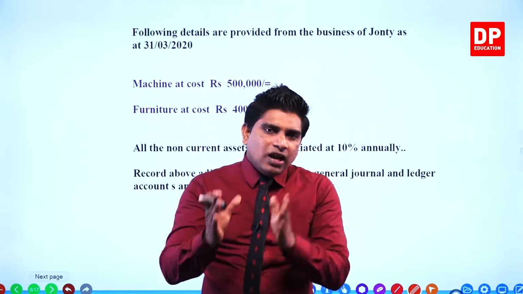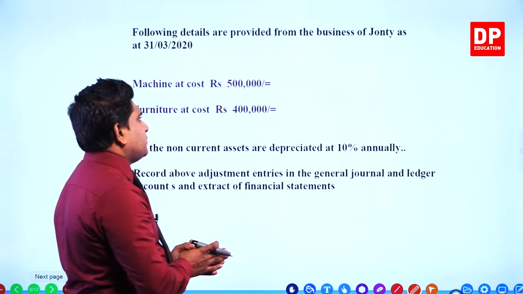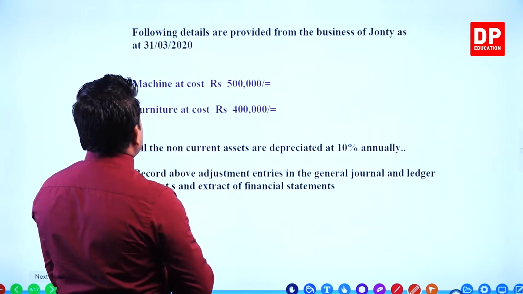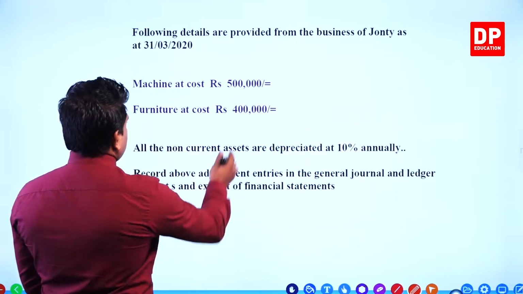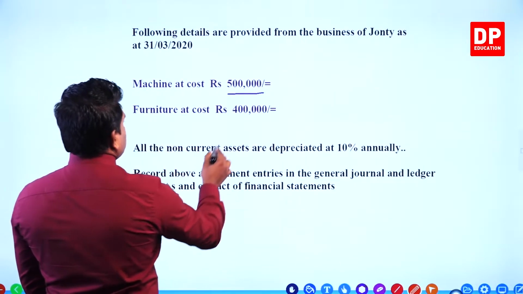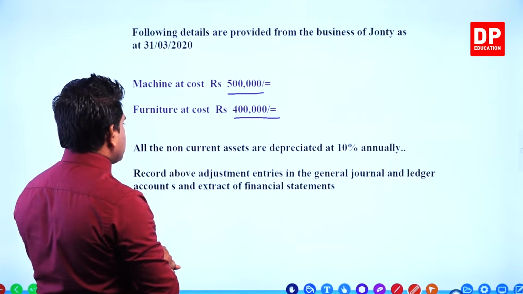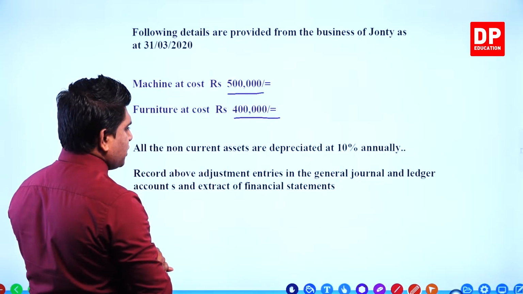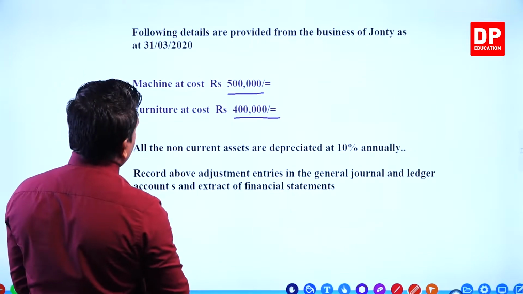When you finish your 12 months, that time you can prepare your financial statement. It is your last date of the accounting period. So in John T's business, they have provided some detail for us. Machinery at cost 500,000. Furniture at cost 400,000. All the non-current assets are depreciated at 10% annually. Record the adjustment entries in the general journal and ledger accounts and extract of financial statements. Okay.